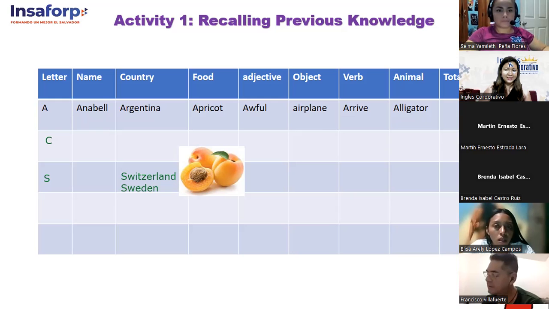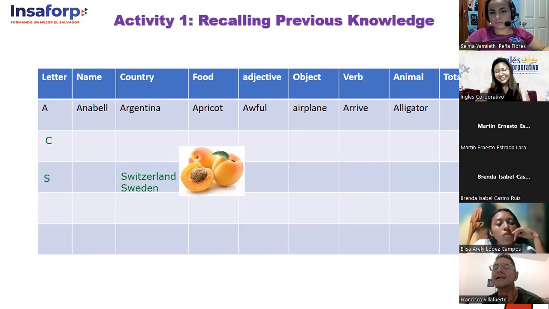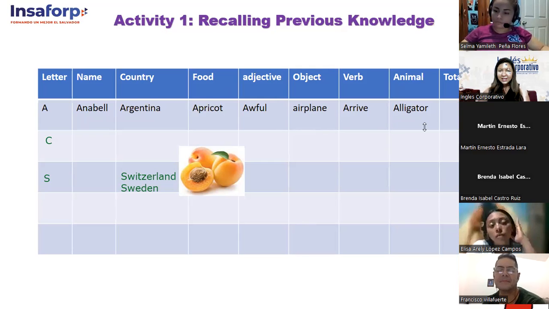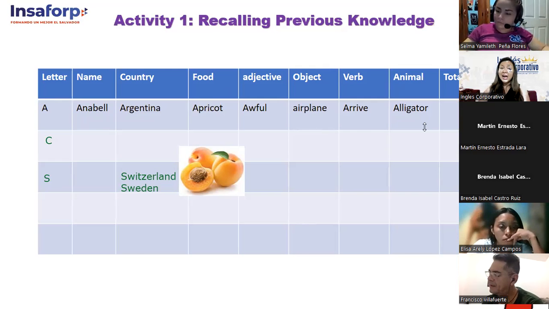Okay, what about the object? The object: song. Song, okay. Repeat, Brenda, please. Sock. Sunglasses. Sofa. Sky. Carla, can you repeat, Carla? Sky. The sky. Okay, verb.